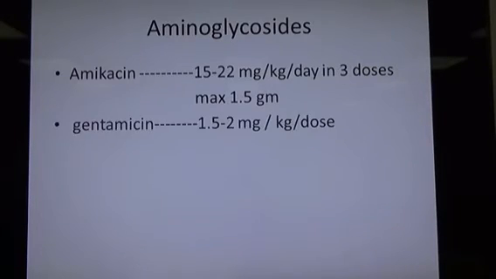But gentamicin is commonly used for urinary tract infections. It is also given IV, 1.2 to 2 milligram per kg per dose. You can give it in 2 or 3 doses. The maximum dose is 120 milligram per dose, 8 hourly. But what is the main complication of aminoglycosides? Streptomycin causes ototoxicity. It causes problems with the nerve, the eighth cranial nerve.